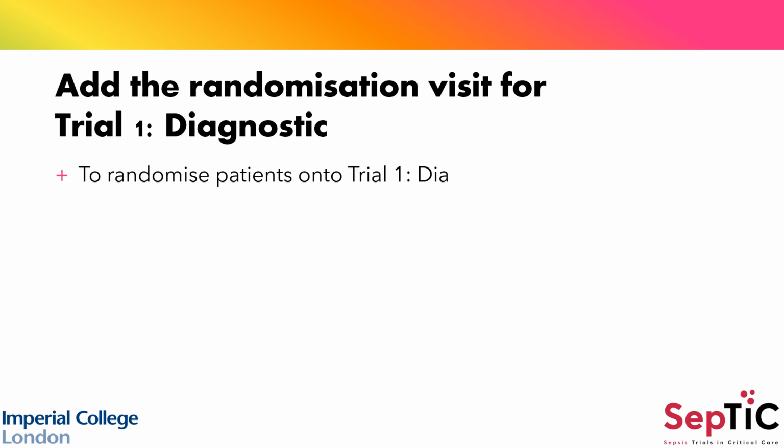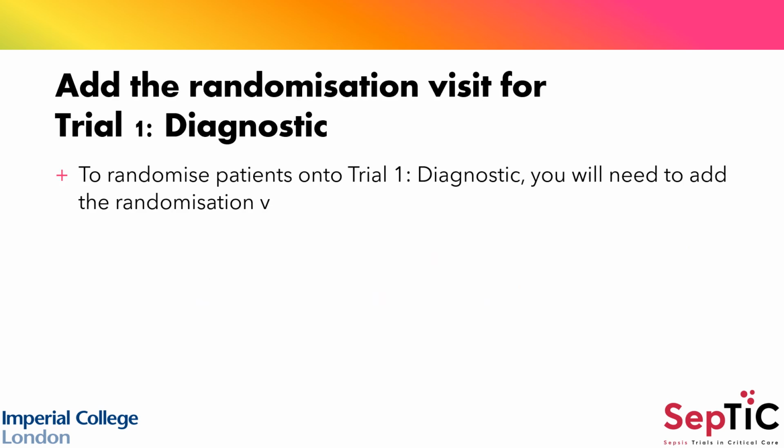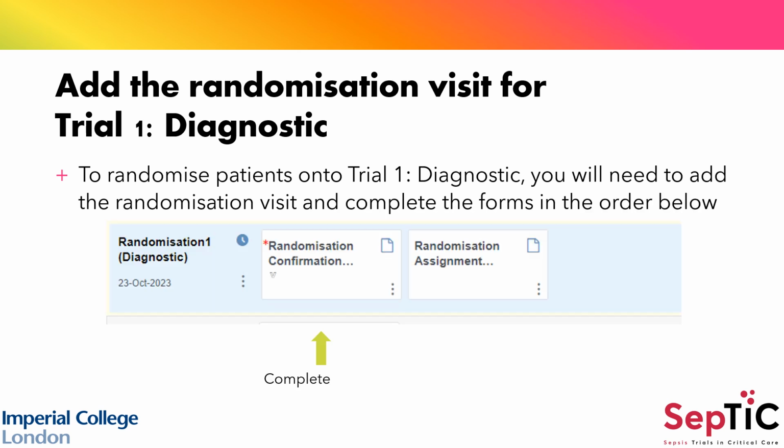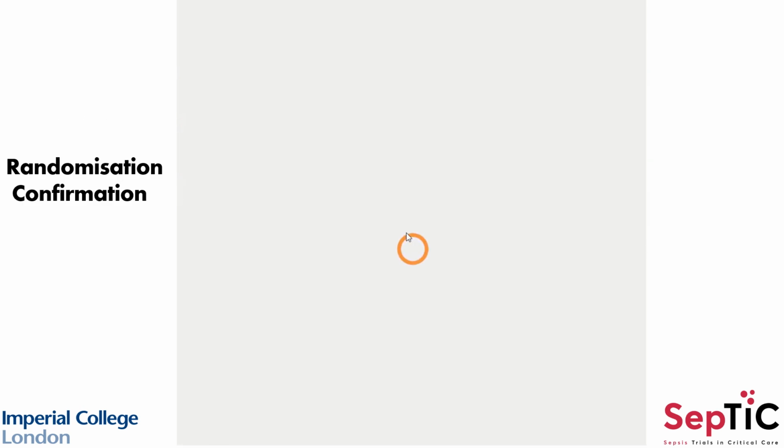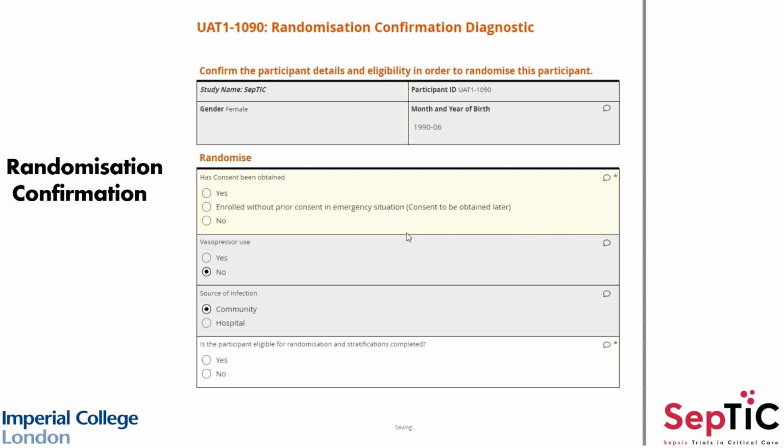To randomize patients onto Trial 1 diagnostic, you will need to add the randomization visit and complete the forms in the order below. Complete the randomization confirmation first. The assignment will be on this form. The randomization confirmation form needs to be completed in order to randomize patients.